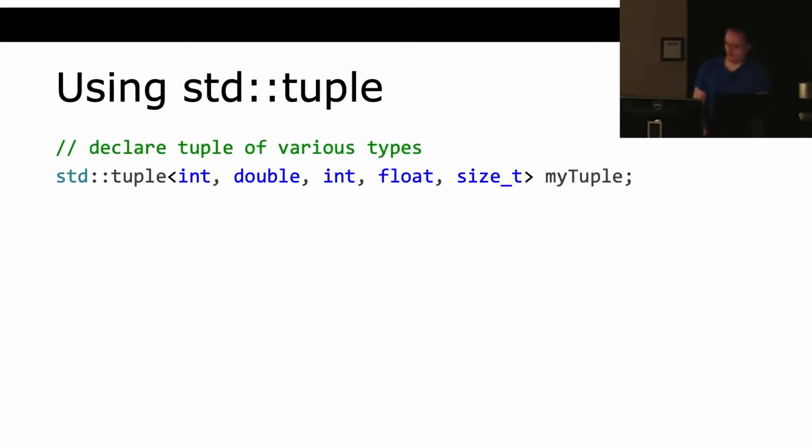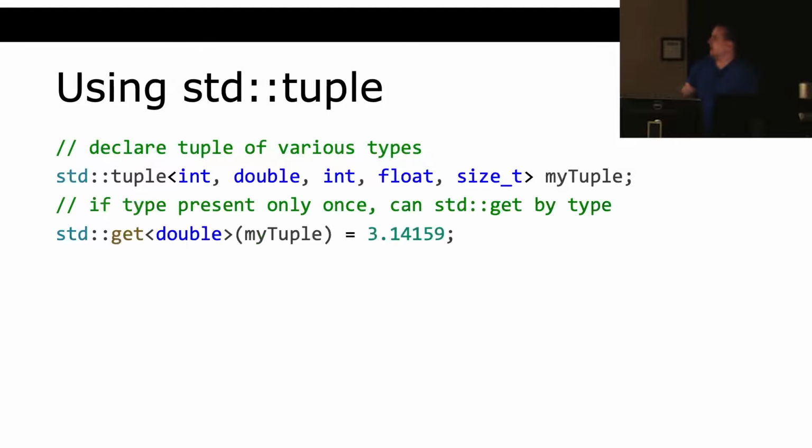Some quick notes on using a standard tuple. If we want to declare a standard tuple of various types, this is how we do it. std::tuple<int, double, int, float, size_t>. I can have any number of different types within that tuple. Okay, how do I get access to things in that tuple?